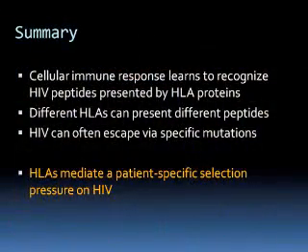So just to summarize the biology here, the cellular immune response learns to recognize the HIV peptides presented by the HLA proteins, but HIV can often escape via specific mutations. And really the big point here is that the HLAs mediate a patient-specific selection pressure on HIV. And one of the open questions, really up until a few years ago, was how big of a source of selection pressure is this? And the reason why this is important is it really gets to the question of, is the cellular immune response actually active against HIV?